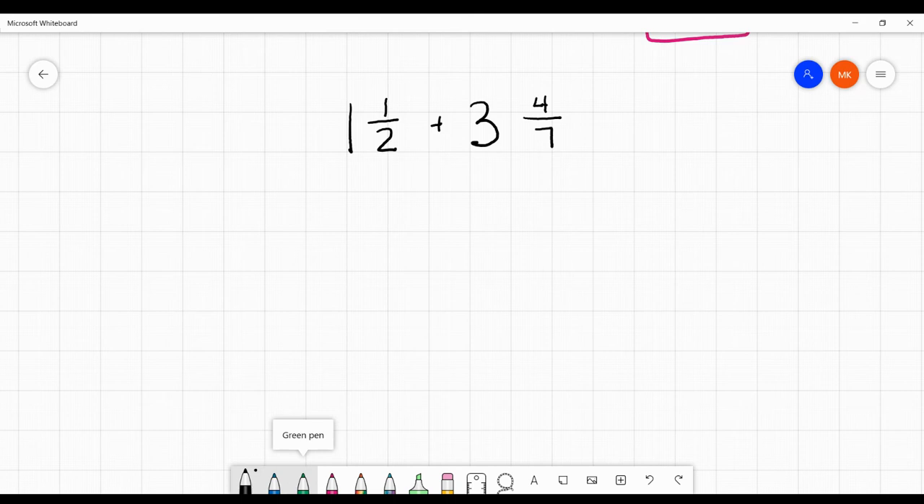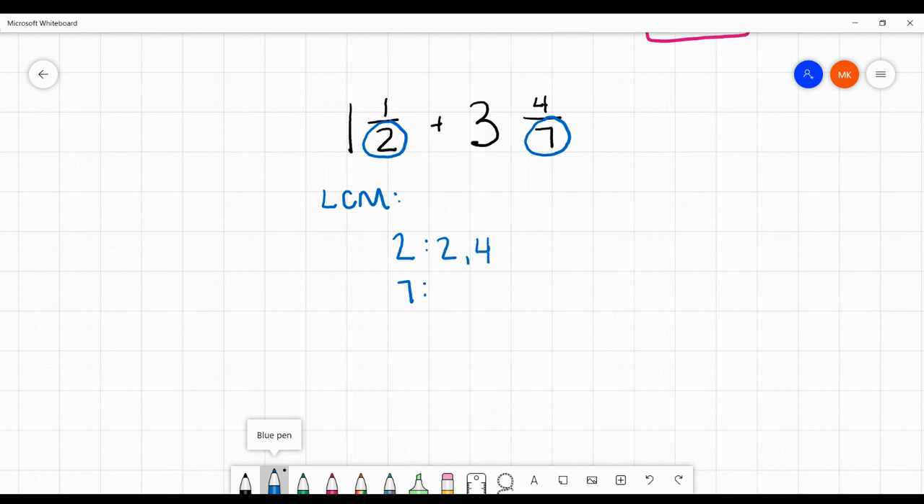All right. So when I go to add my fractions, I realize I have two unlike denominators. So just as we have before, we'll find our least common multiple of 2 and of 7. 2, 4, 6, 8, 10, 12, 14, and so on. 7, 14, 21, and so on. I see that they both have 14 in common.